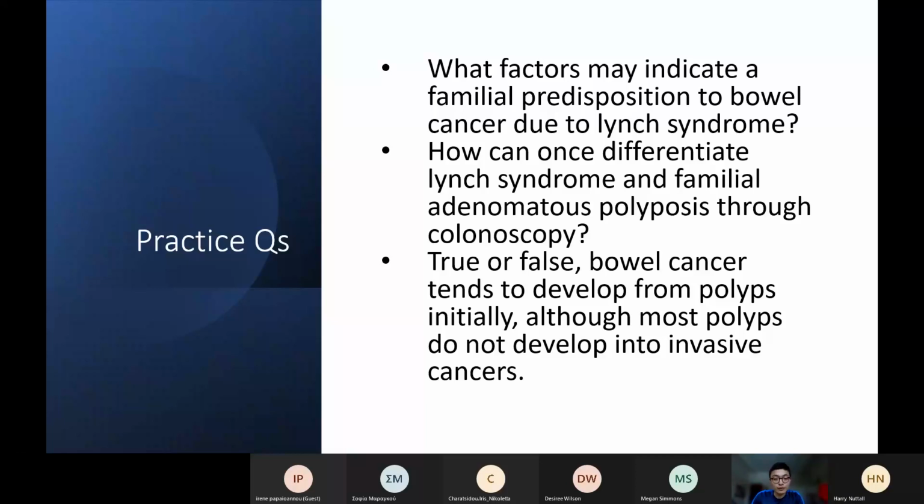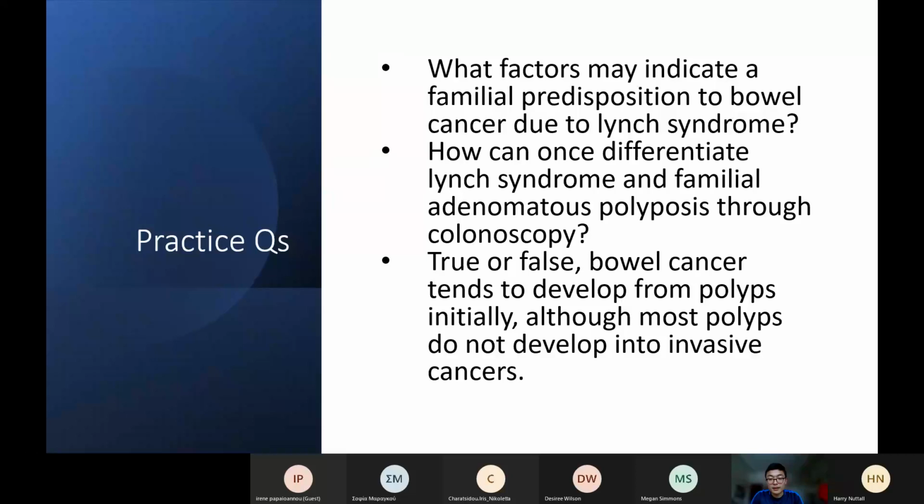And finally, true or false: bowel cancer tends to develop from polyps initially, although most polyps do not develop into invasive cancers. That is true. The transition from small adenomatous polyps to invasive cancers often takes 5 to 10 years, and it typically involves the accumulation of several mutations in oncogenes and tumor suppressor genes, such as RAS and P53. So it's not just a single event that necessarily leads to these invasive cancers forming.